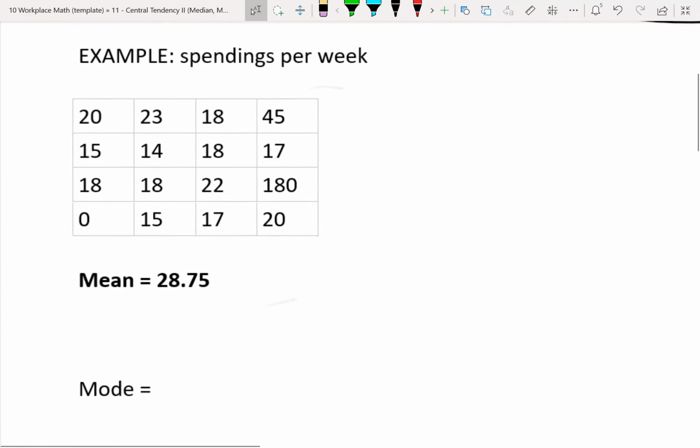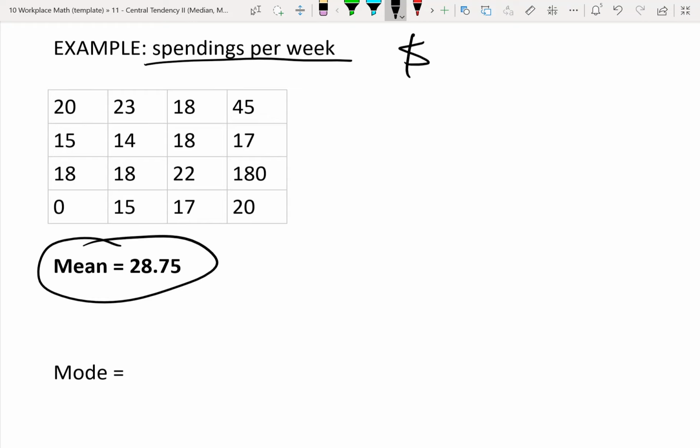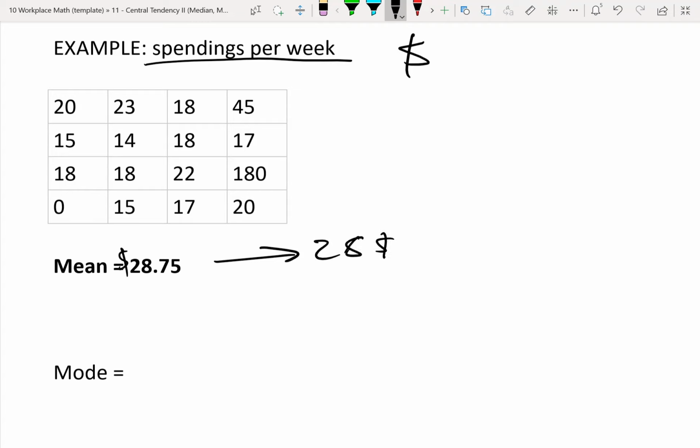This is an example data I made up. This is how much money you spend per week, in dollars. So this person over 16 weeks, each of these is a different amount of money they spent. If you calculate the average, I did that already, it was $28.75. Normally, that helps us make a prediction. If we wanted to make a guess about next week, we would predict it's going to be something around that, so probably something like $28-ish.